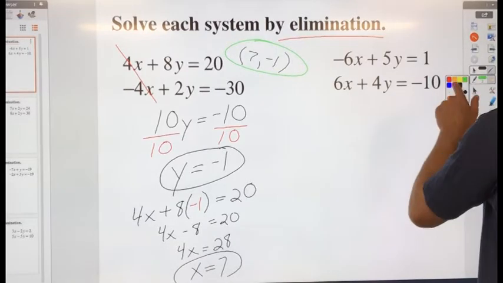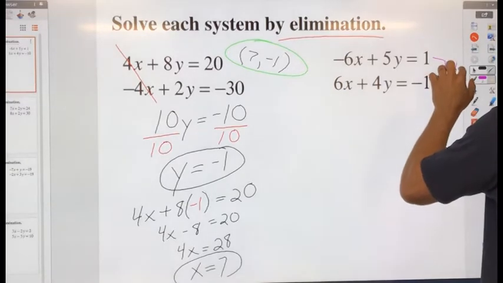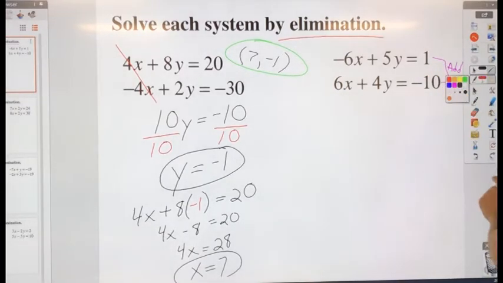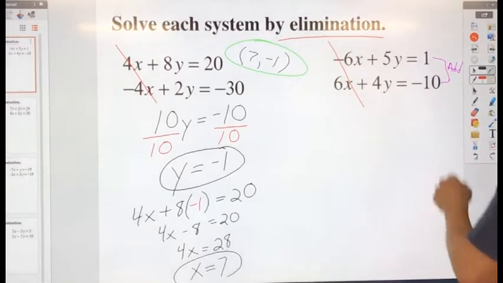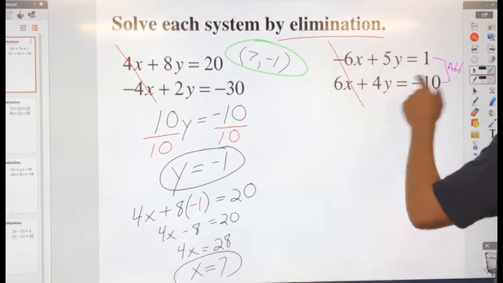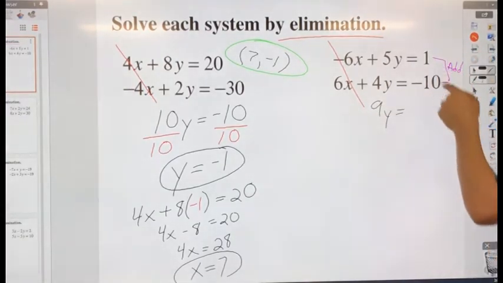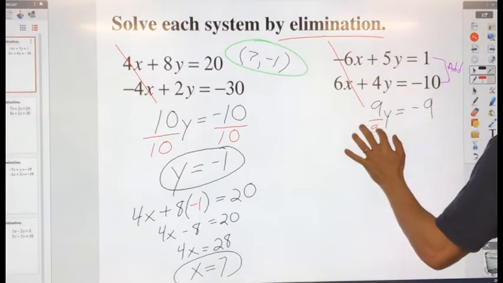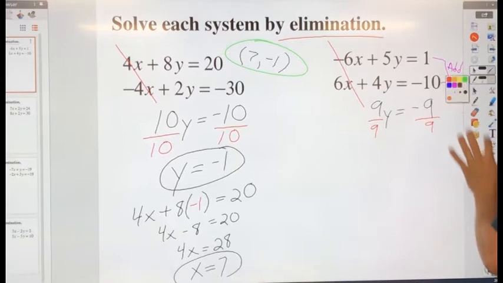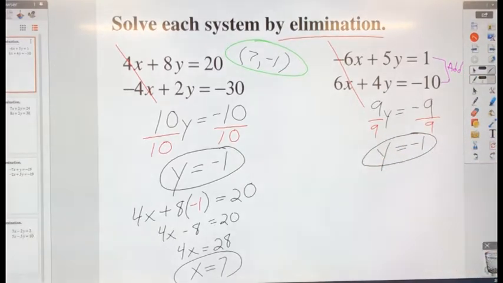So let's look at these two equations and add them together. Which variable gets canceled? The x. Yeah, the x. So negative 6x plus 6x will cancel. Add in 5y and 4y gives me 9y equals 1 minus 10 is negative 9. One last step, divide by 9 so that we can solve for y, and y again equals negative 1. So I found my value for y.